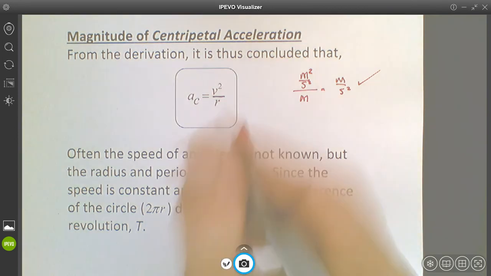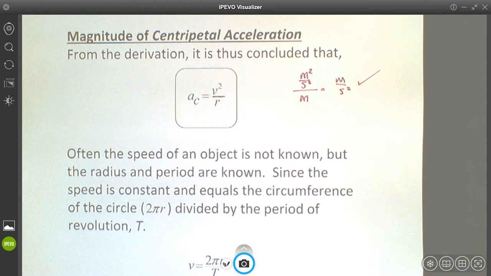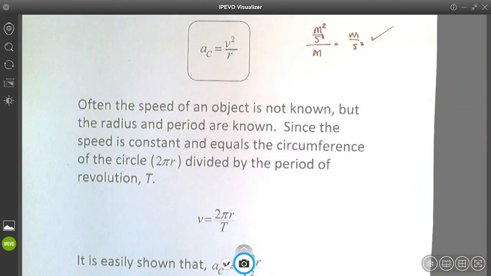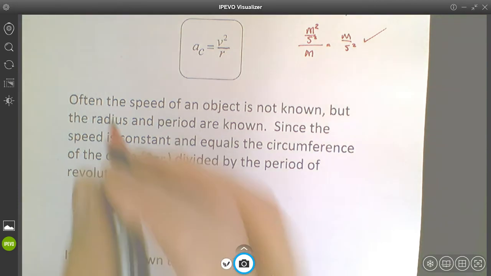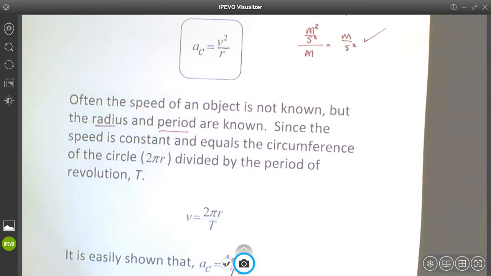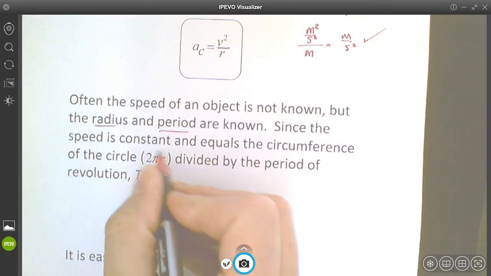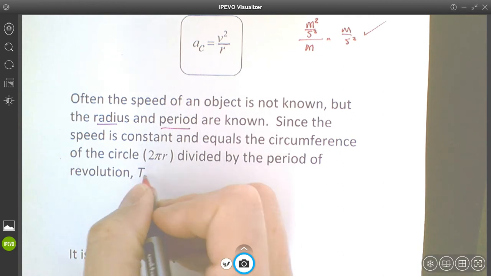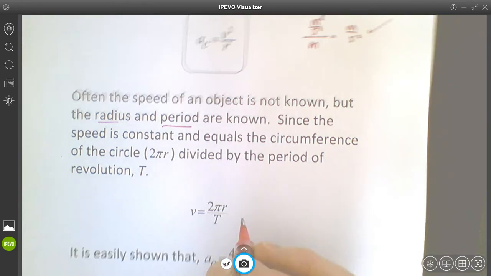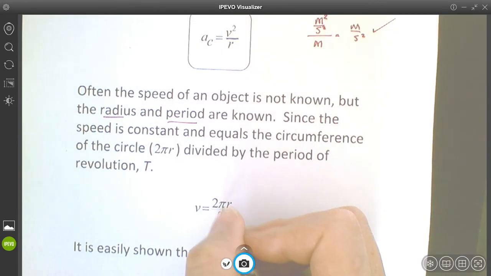A lot of times people forget to square the m or the v, so be careful with that. Now, often the speed of the object isn't known, but the radius and period are. Since the speed is constant and equals the circumference of the circle, which is 2 pi r, divided by the period of revolution, which in grade 11 we learned is capital T for period. So what you get is circumference divided by time.